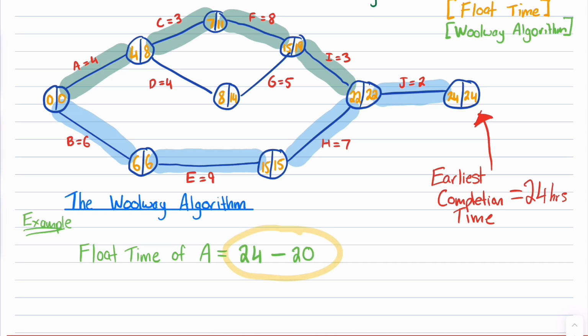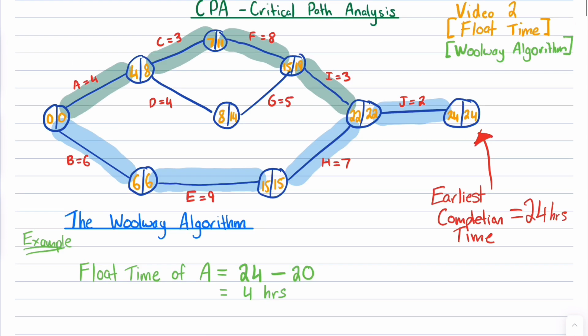Now, if I just do the earliest completion time, so 24 minus the second best critical path involving the activity that I'm trying to find the float time for, that would be 20. So 24 take away 20 is obviously 4 hours, which, if you watch my last video, is correct. And I've checked this many, many times just to double confirm that this always works. And to my knowledge, through what I've checked, it always works.